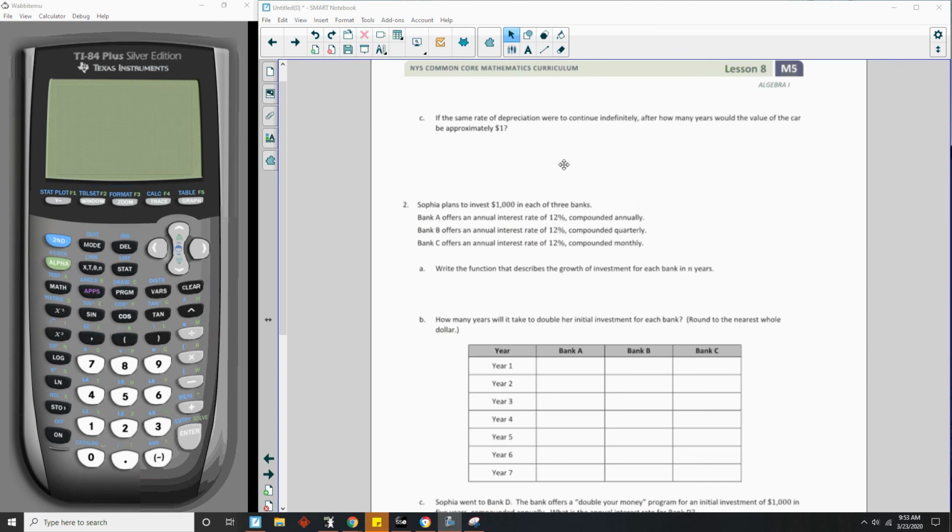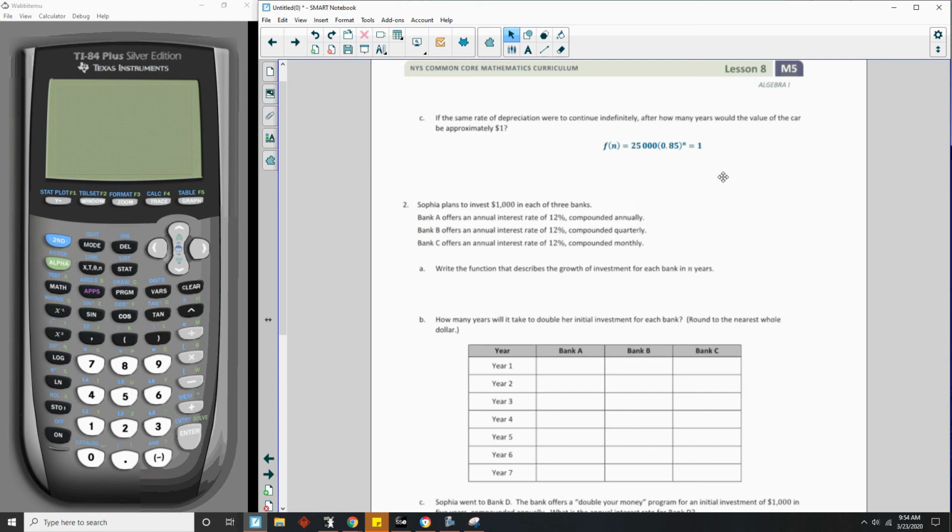Okay, page 3 brings us to part C of this question, and it says, if the same rate of depreciation were to continue indefinitely, after how many years would the value of the car be approximately $1? So you would use this function, f of n equals 25,000 times 0.85 to the power of n, and set it equal to 1.